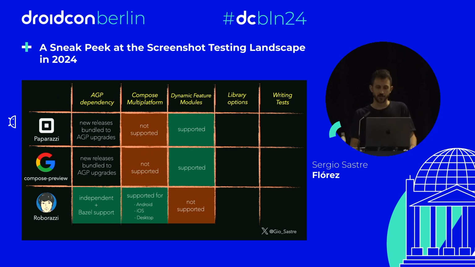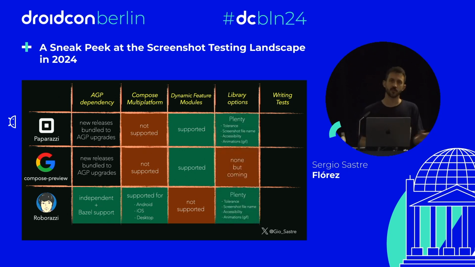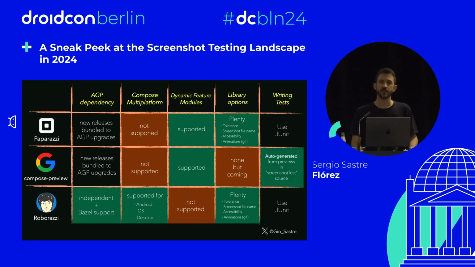Maybe something to consider. Library options, now there are plenty of them for Paparazzi and Roborazzi. Some of them are very nice, like accessibility test, screenshot test, or animations, so they generate a GIF. With Compose Preview, still nothing, but it's coming. Then writing tests. For Paparazzi and Roborazzi, you still have to write unit tests. With Compose Preview, it's auto-generated, as I said. The only thing is that the previews have to be located in the screenshot test source.